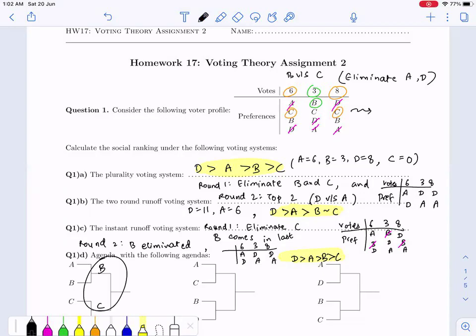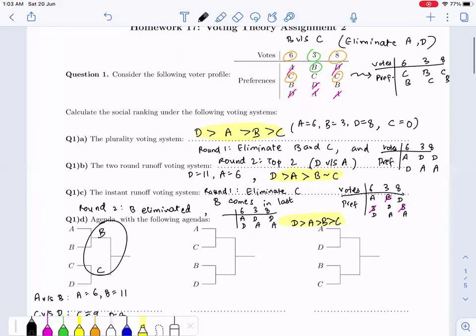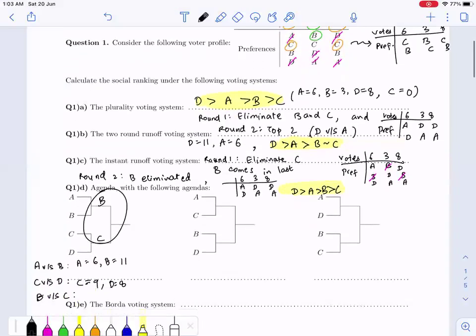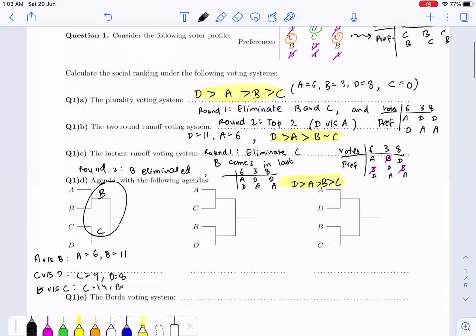I'm doing this without redrawing the table, but what this table would be drawn as after eliminating would be the CB, BC, CB. Okay, so C gets 6 plus 8, 14 top votes, whereas B only gets 3. So C wins. So you see how in this agenda, the absolute loser won the final round.